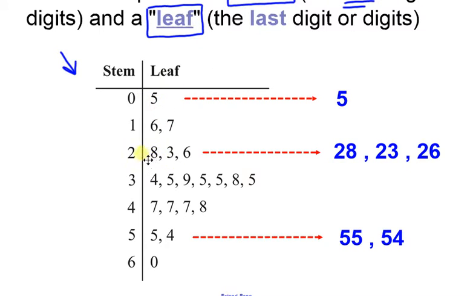If we look down a couple of rows, each one of these numbers starts with a 2, but one of them ends with an 8, one ends with a 3, and one ends with a 6, which means those numbers are 28, 23, and 26. Lastly, the first digit is a 5, and the last digits are a 5 and a 4, which means the two numbers here are 55 and 54.